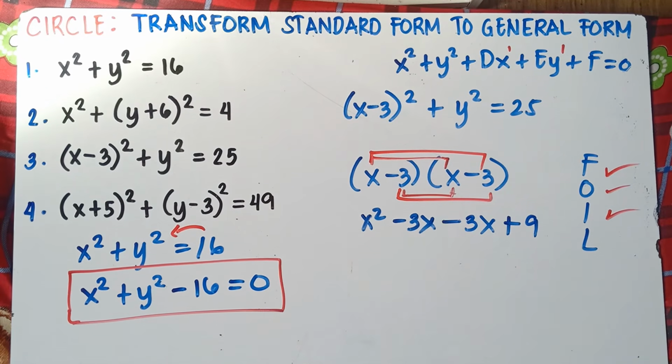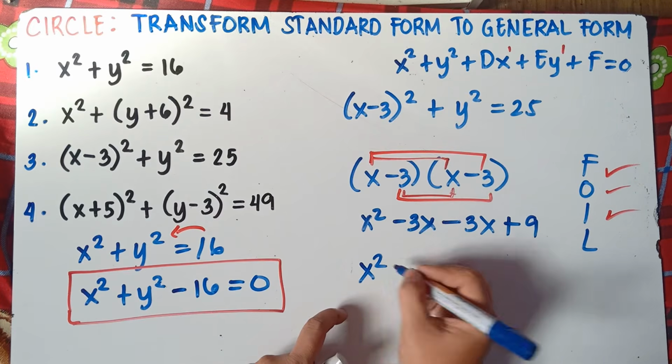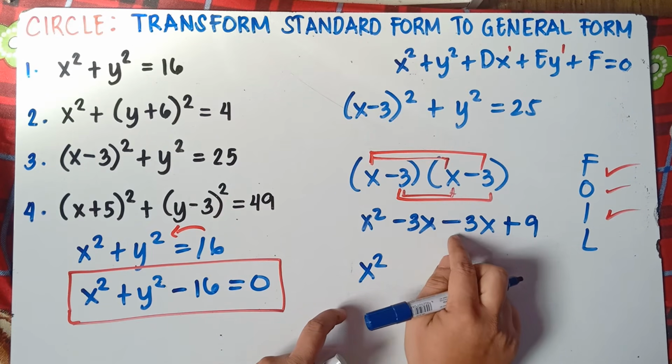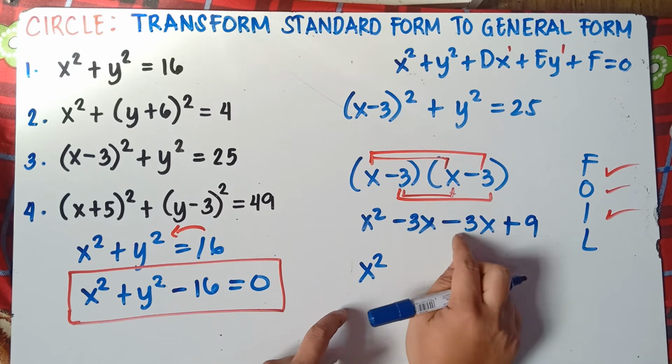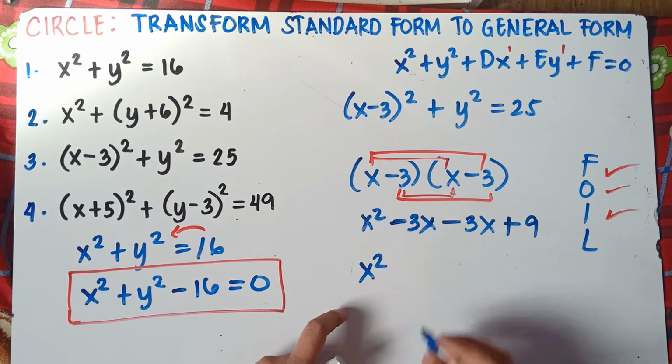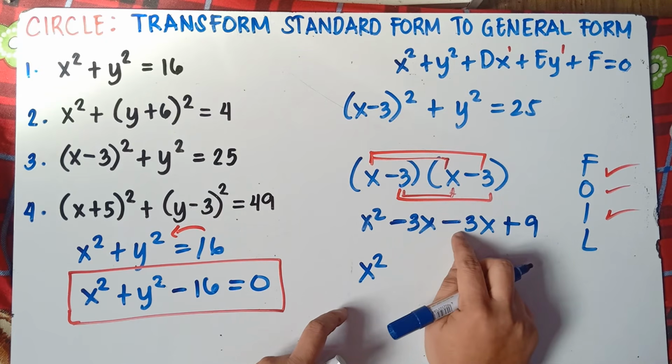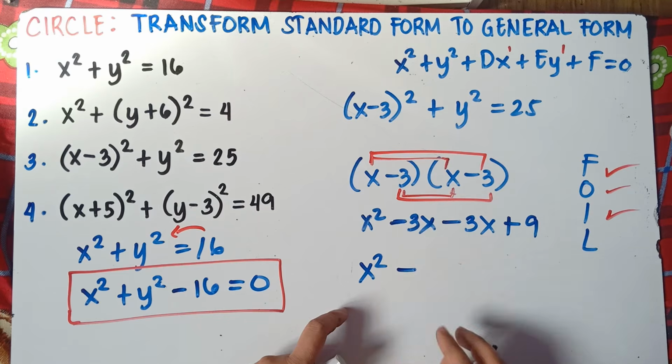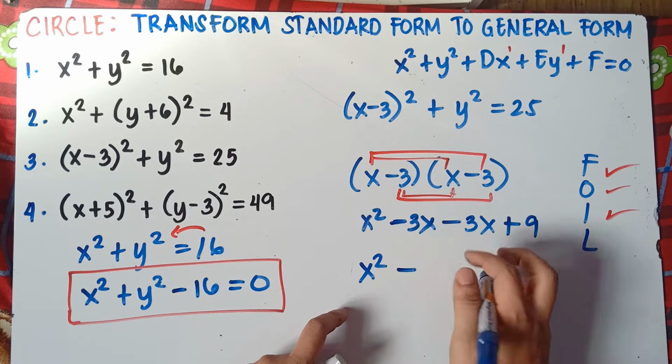Then combine like terms, simply copy x squared. Then negative, combine with negative. Once again, class, if you both have negatives, you have negative 3 and negative 3, just simply copy the sign. Then you add the numbers, class. 3 plus 3, that is 6.